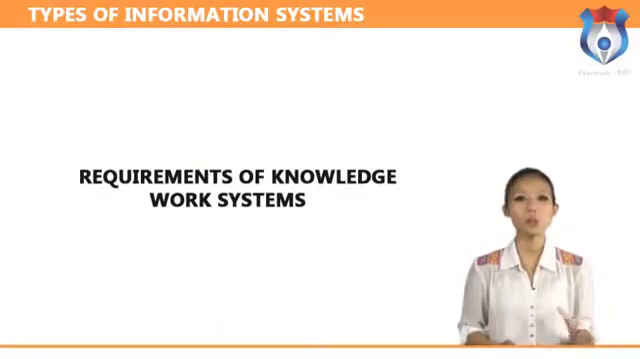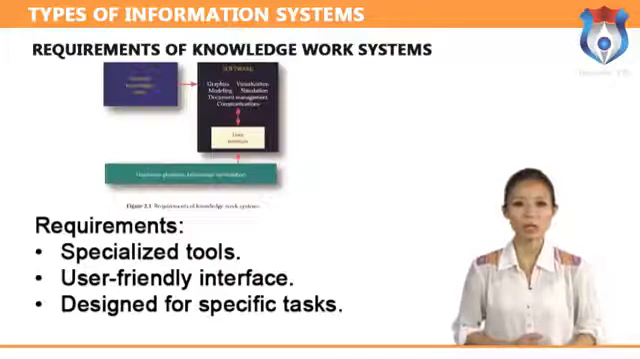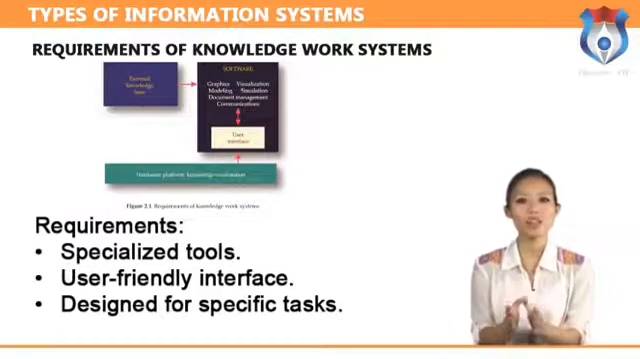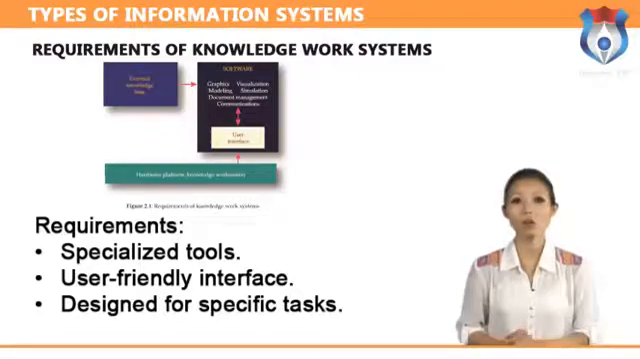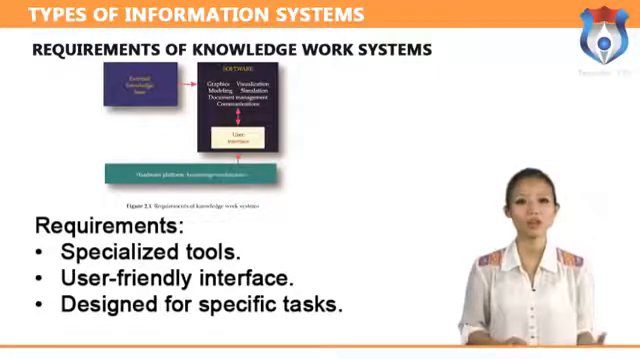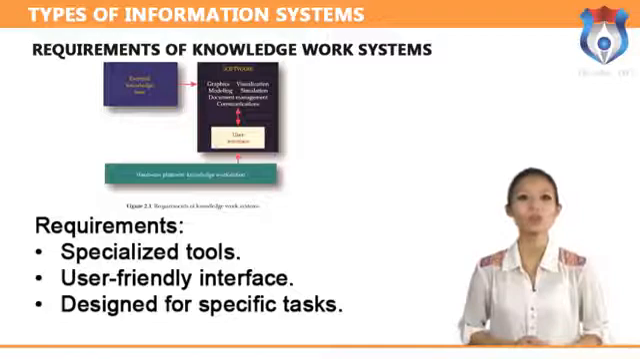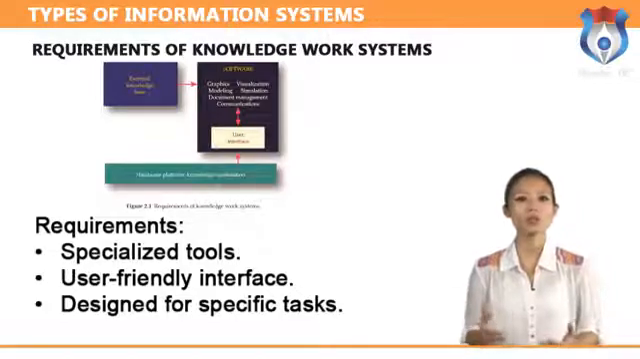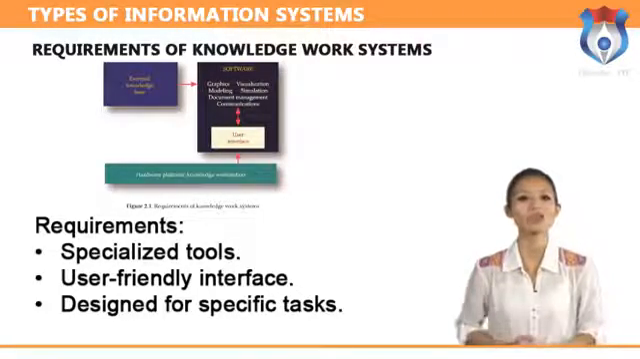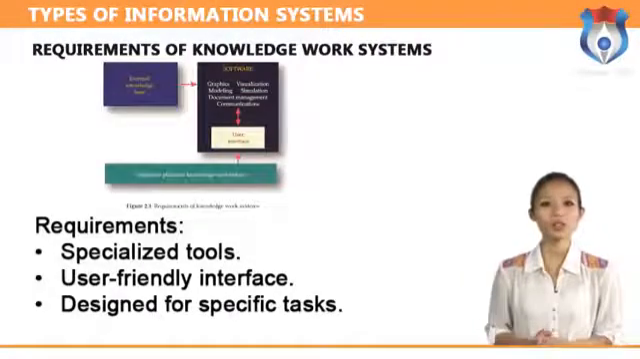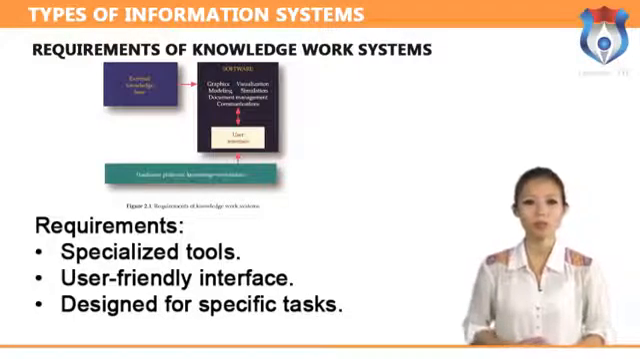Requirements of knowledge work system. Main requirements of KWS. KWS must give knowledge workers the specialized tools they need, such as powerful graphics, analytical tools, and communication and document management tools. A user-friendly interface is very important to a knowledge work system, which saves time by enabling the user to perform needed tasks without having to spend a lot of time learning how to use the computer. Knowledge workstations often are designed and optimized for the specific tasks to be performed.